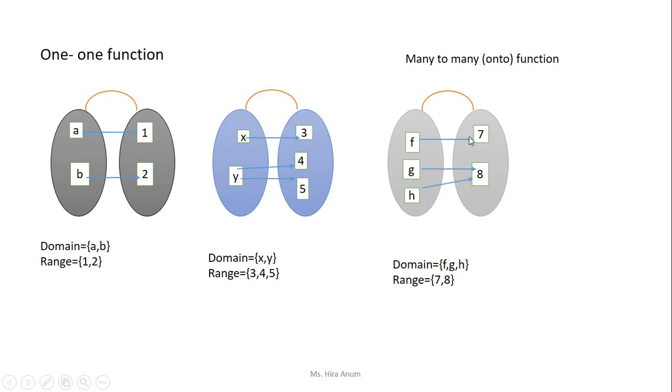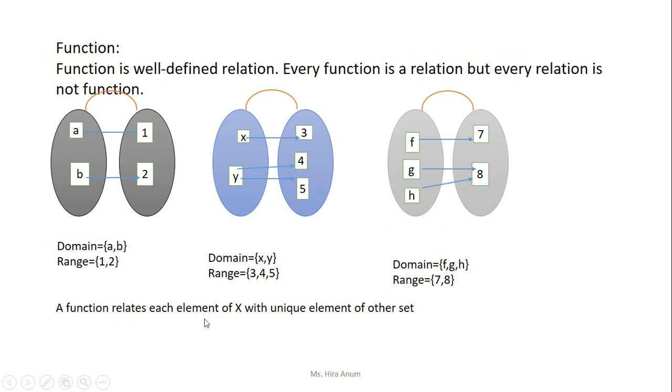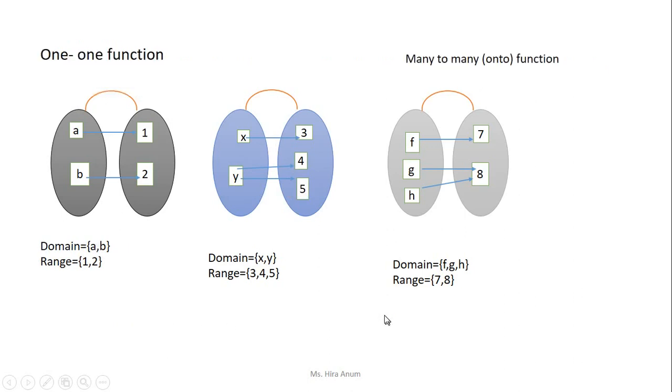F relates with 7, G relates with 8, H relates with 8. This is a function but not a 1-1 function. But this is not a function and not a 1-1 function, because Y belongs to X and Y relates with 5. Y has two values, 4 and 5, but we read that it must be a unique element of the other set.